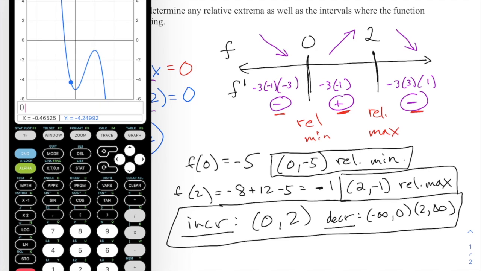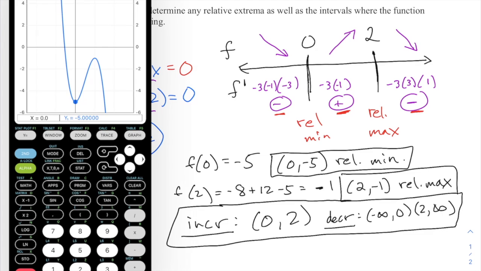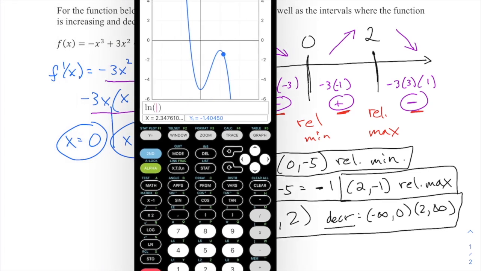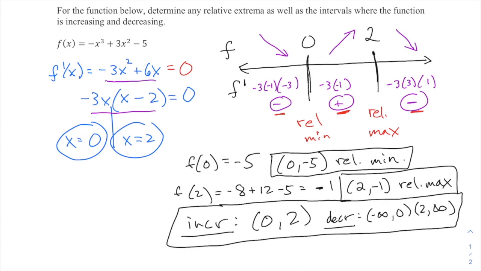At 0, notice the y coordinate is -5. 0, -5, there's right on that relative minimum. And at x equals 2, 2, -1, there's that relative maximum. And you can see decreasing, then increasing, then decreasing. There we go. That pretty much seals the deal that we handled this.